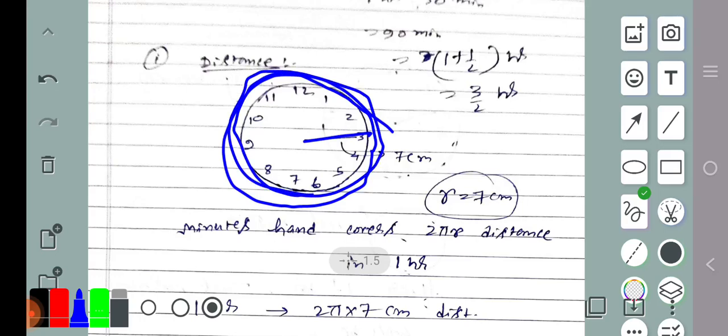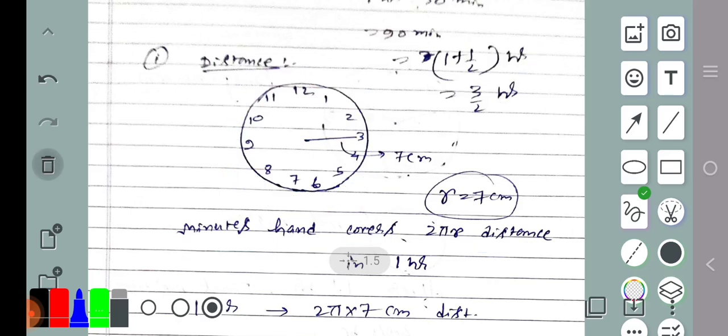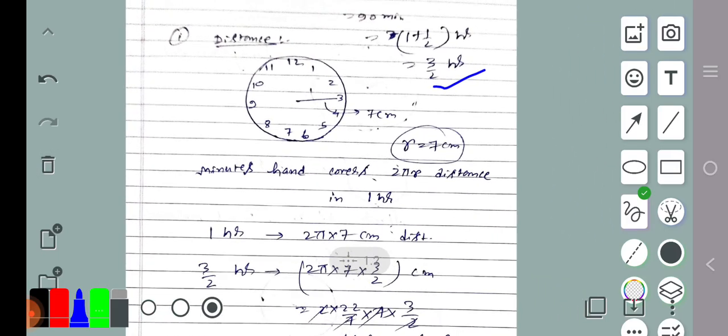Object means in 1 hour, the minute hand covers 2 pi r distance. In 1 hour, the minute hand covers how much distance? 2 pi r distance. See, if the minute hand rotates, after 1 hour, in 1 hour the minute hand will rotate a full circle. In 1 hour the minute hand will rotate a full revolution of the circle, and in a full revolution how much distance? 2 pi r distance. But from 6 to 7:30, that boy has studied.